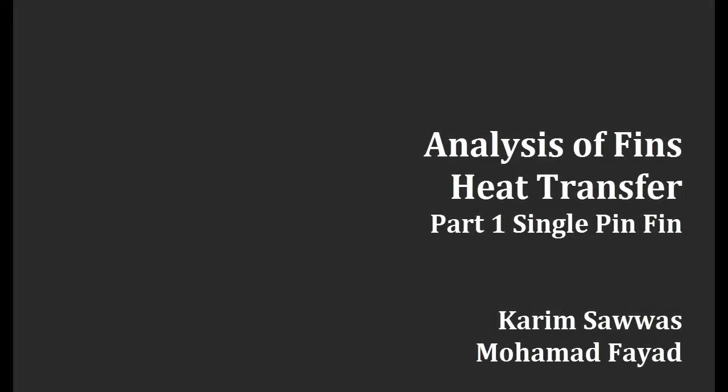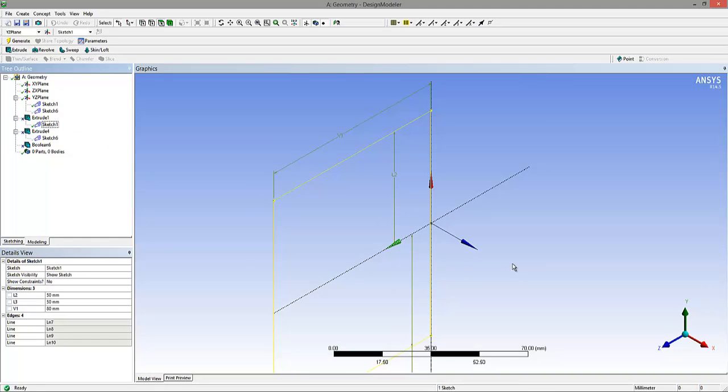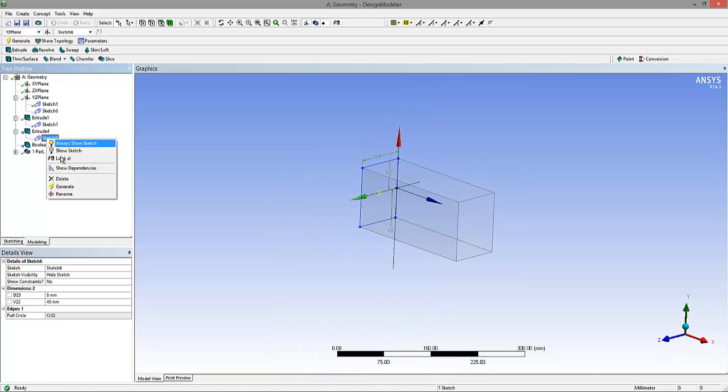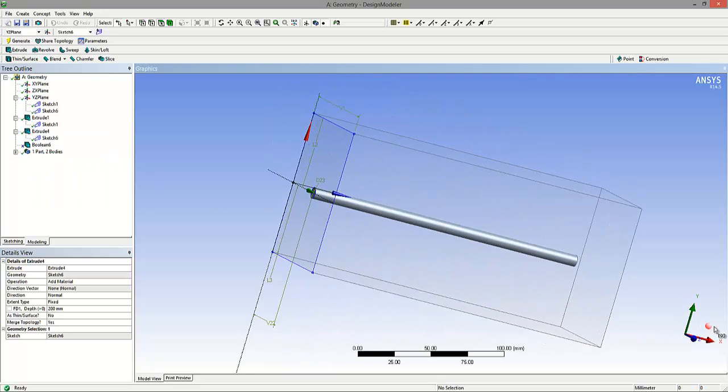In this video, we will be analyzing heat transfer across fins and extended surfaces. First, we'll begin by analyzing a single pin fin. It has a simple geometry, which involves an enclosure imitating a duct of air and a cylindrical pin attached to the base of one of the sides, as in the video.